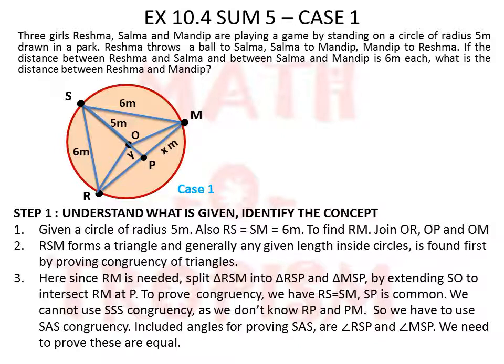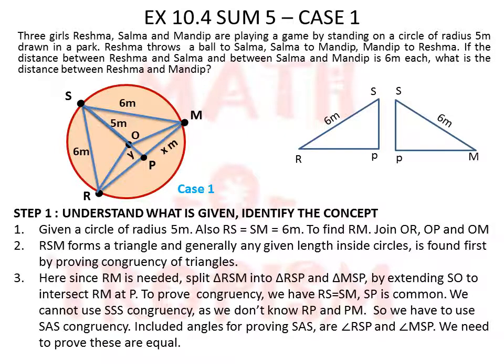Here I need to prove the congruency of triangles RSP and PSM. When I see these two triangles, I know SP is common and RS is equal to SM, both are 6 meter. Since we don't know RM, I cannot use SSS congruency. So when I have two sides, I need to at least prove that the included angle is the same. Which is the included angle between RS and SP? It is angle RSP. So I need to prove that the angles RSP and PSM are both equal.